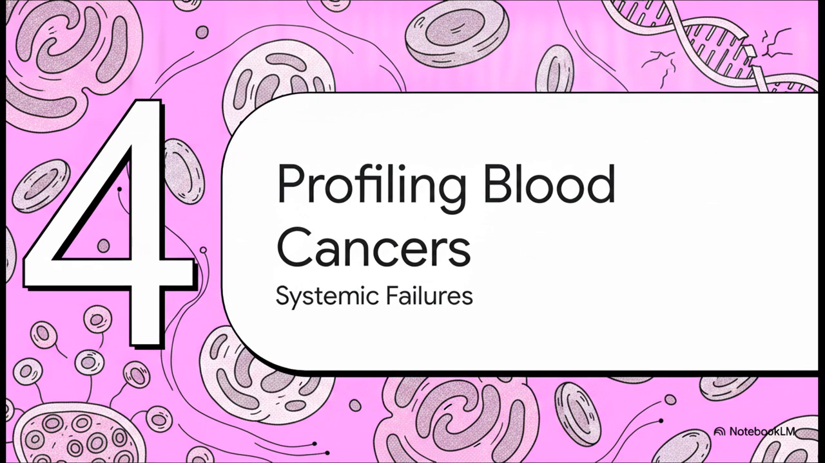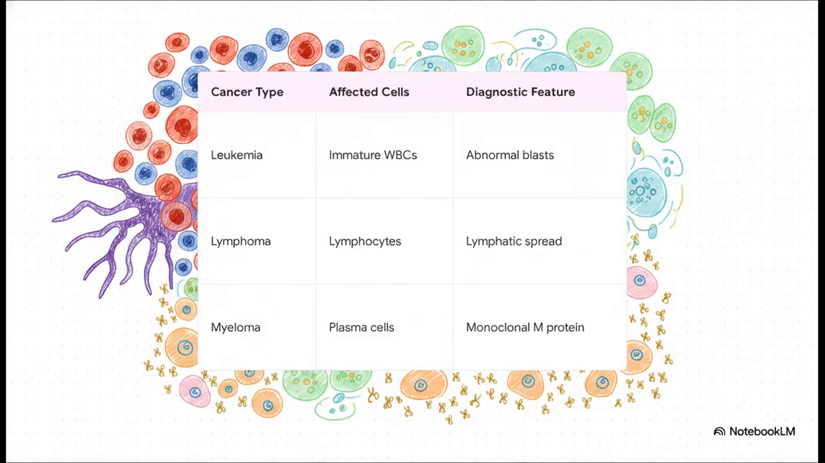Let's shift gears a bit for Section 4 and look at profiling blood cancers. When we talk about systemic blood cancers, there are three major case profiles we really need to understand. First up is leukemia. This one begins deep in the bone marrow, causing a massive, rapid spike in immature white blood cells, called blasts, that end up completely crowding out your healthy cells.